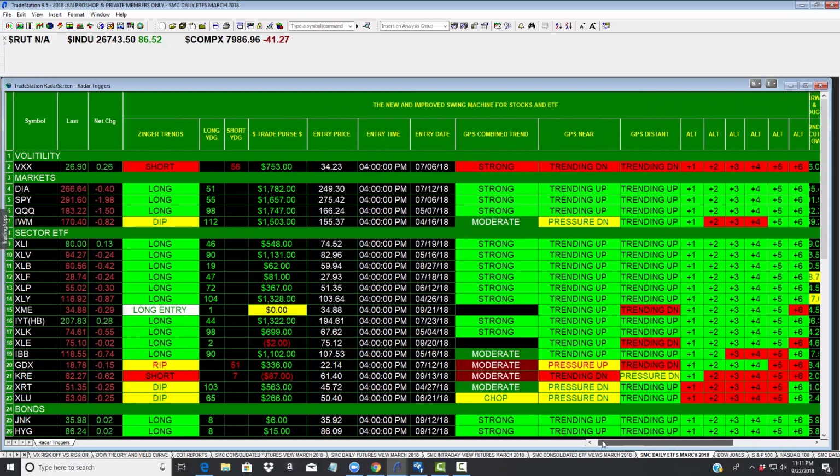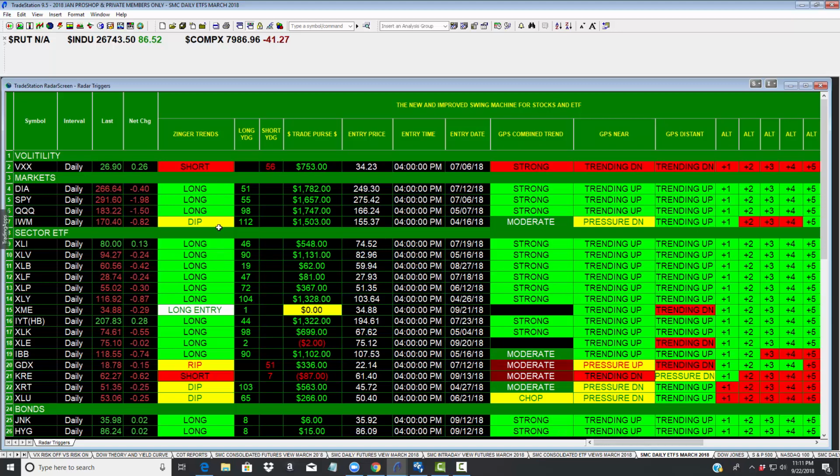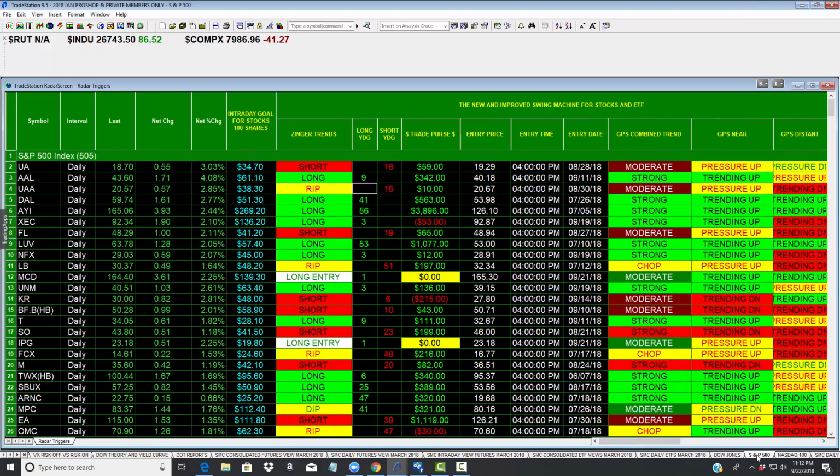You see, our strategy tells you how you want to be positioned: long, short, in a dip. Not that you have to, but how we're recommending. And then the GPS, combined trend, near trend, distant trend, and also the record of any buying and selling, which gives us hints. Then we'll also look at the Dow, the S&P, and the NASDAQ.